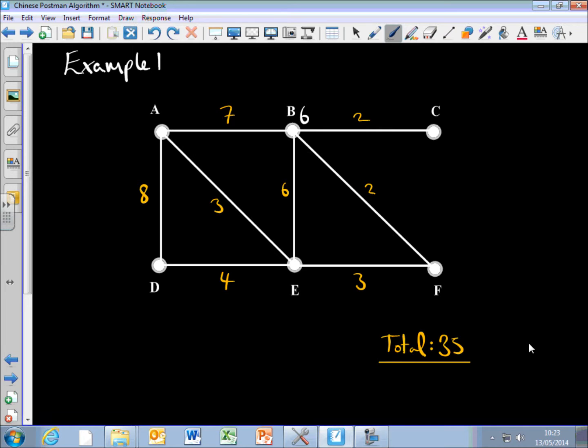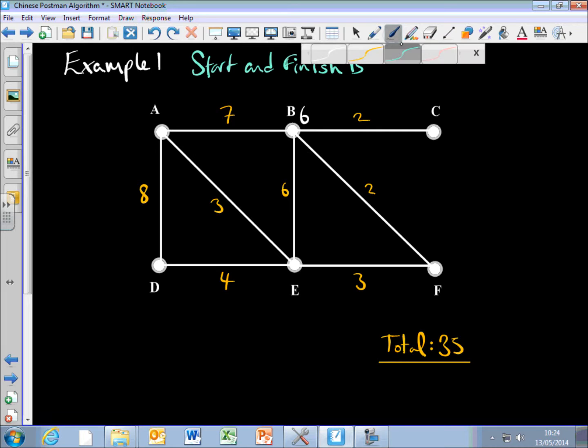Okay. So what we're going to do is try and see if I can start at B. So this is going to be the question. Can I start at B and finish at B and travel over every edge just once? Well, first of all, the best way to find out if I can do it is to check if it's an Eulerian graph. So let's put on the orders.